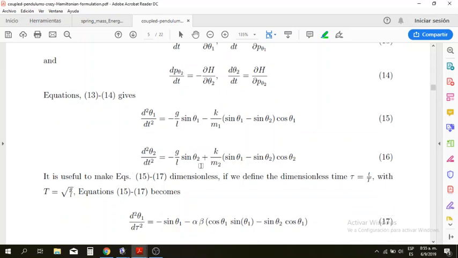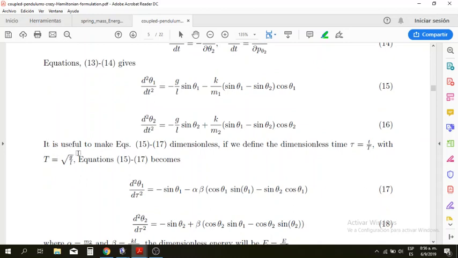Now, it is important because I will try to show you the numerical solutions for the energy and the evolution of theta 1 and theta 2 in the next video. And it is useful to make all these equations dimensionless. I will make the equations dimensionless using the dimensionless time tau. Tau will be equal to time t divided by capital T, where capital T will be equal to the square root of g, the acceleration of gravity, divided by L.